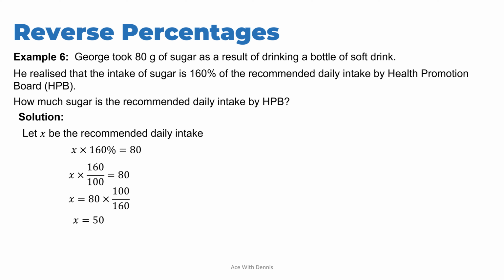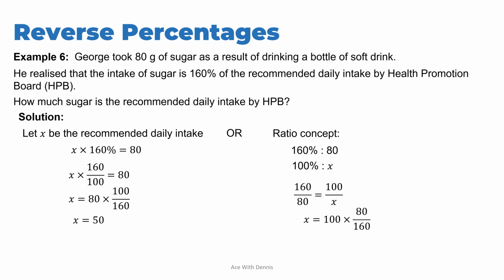And x equals 50. Or again, we can use the ratio concept where 160% is to 80, 100% is to x. Then we can form the equation 160 over 80 equals 100 over x. Solve this equation, x equals 100 times 80 over 160, and the answer is 50. And now we answer the question. 50 grams of sugar is the recommended daily intake by HPB.